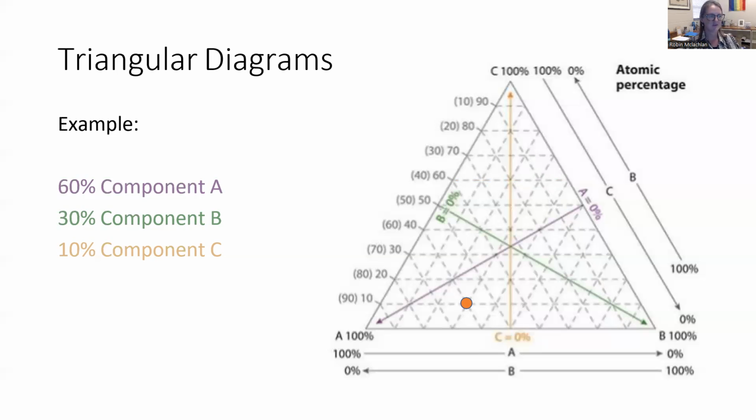Okay. Here, we've got 60% A, 30% B, 10% C. So if you got that, you're good to go. You understand how to read triangular diagrams. If not, that's okay. We're going to practice this in class. All right, and again, we would write that as A60, B30, C10.